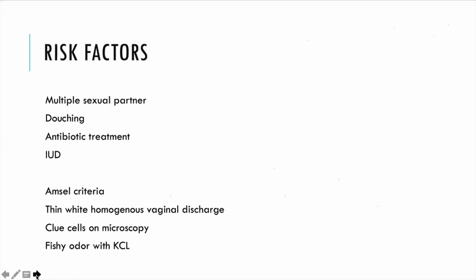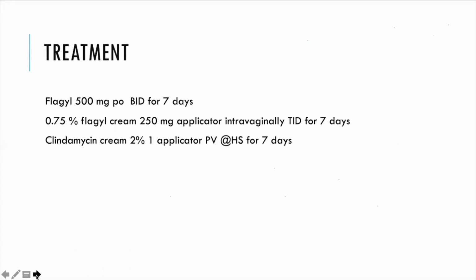Risk factors usually are multiple sexual partners, vaginal douching, antibiotic treatment, use of IUCD. Then you have the Amsel criteria for diagnosing bacterial vaginosis: thin, white, homogeneous vaginal discharge, clue cells on microscopy, fishy odor with potassium hydroxide, and vaginal pH. Treatment usually is Flagyl 500 milligrams PO BID for 7 days, or you can use the 0.75% Flagyl cream. It comes as an applicator, 250 milligrams intravaginally 3 times a day for 7 days, or you can use clindamycin 2% cream, 1 applicator at HS for 7 days.